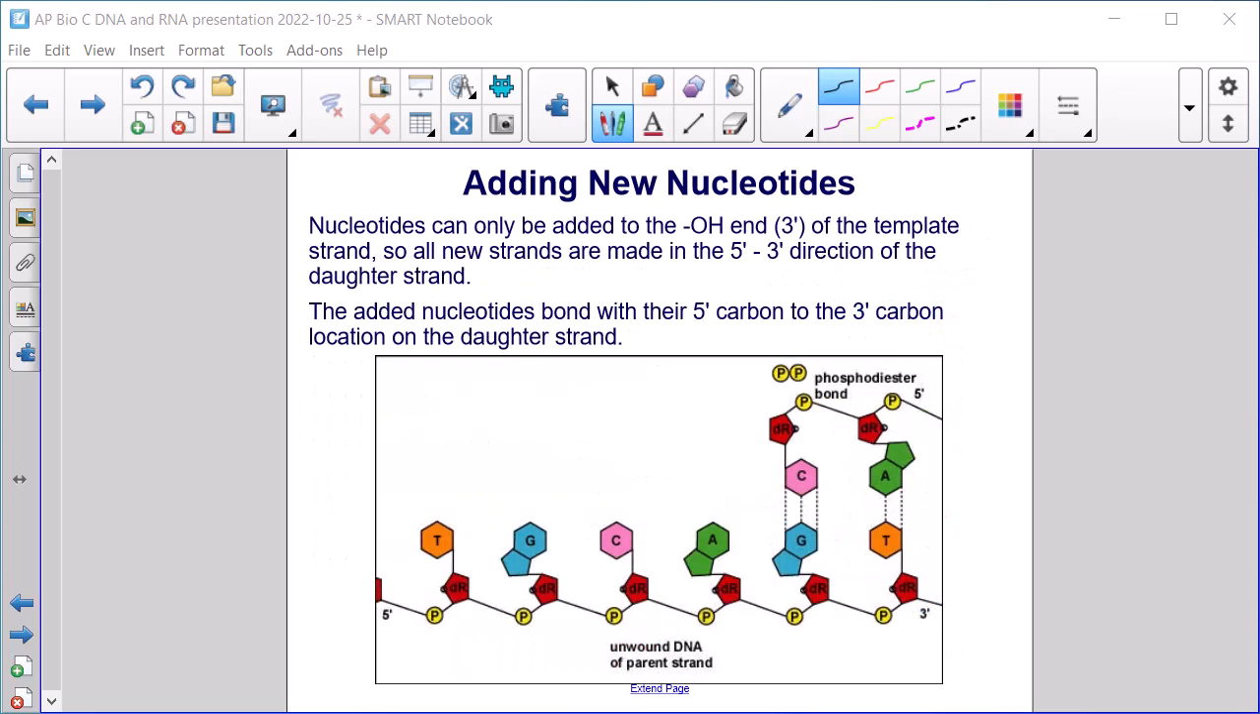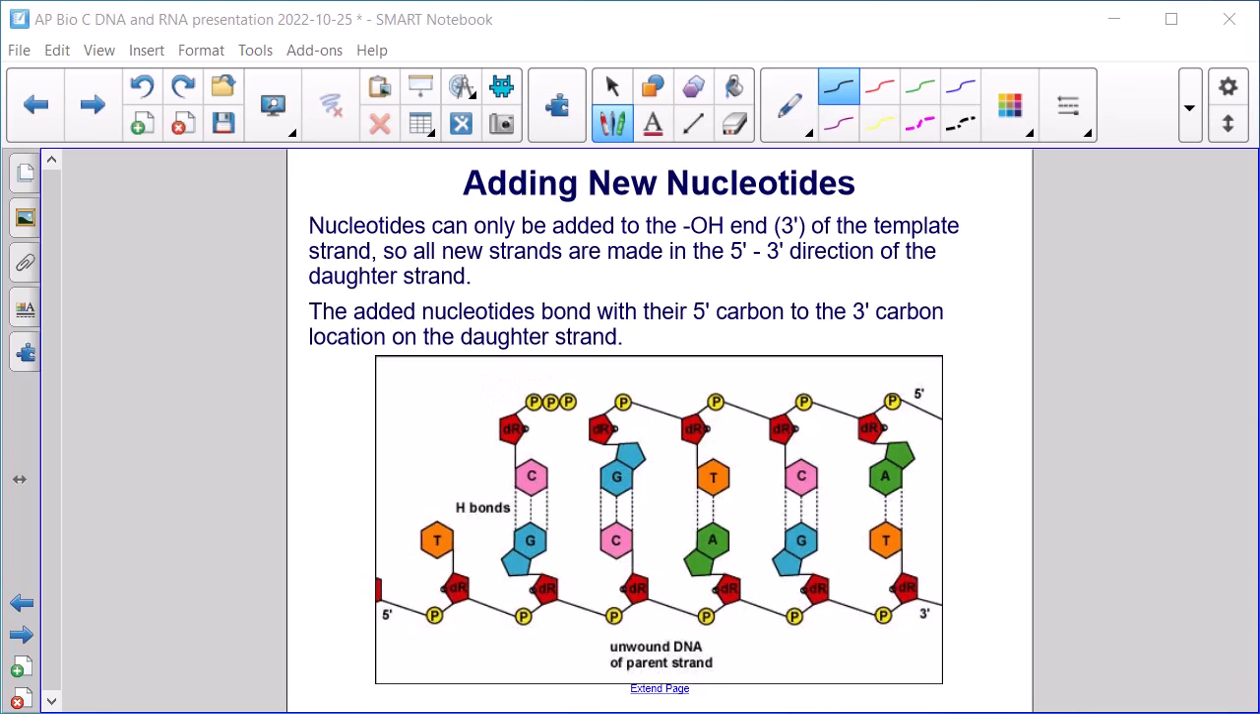Adding new nucleotides. Nucleotides can only be added to the OH end, the 3' end of the template strand. So all new strands are made in the 5' to 3' direction of the daughter strand. The added nucleotides bond with their 5' carbon to the 3' carbon location on the daughter strand. So you can see that happening here. This daughter strand is going in 5' to 3' direction.